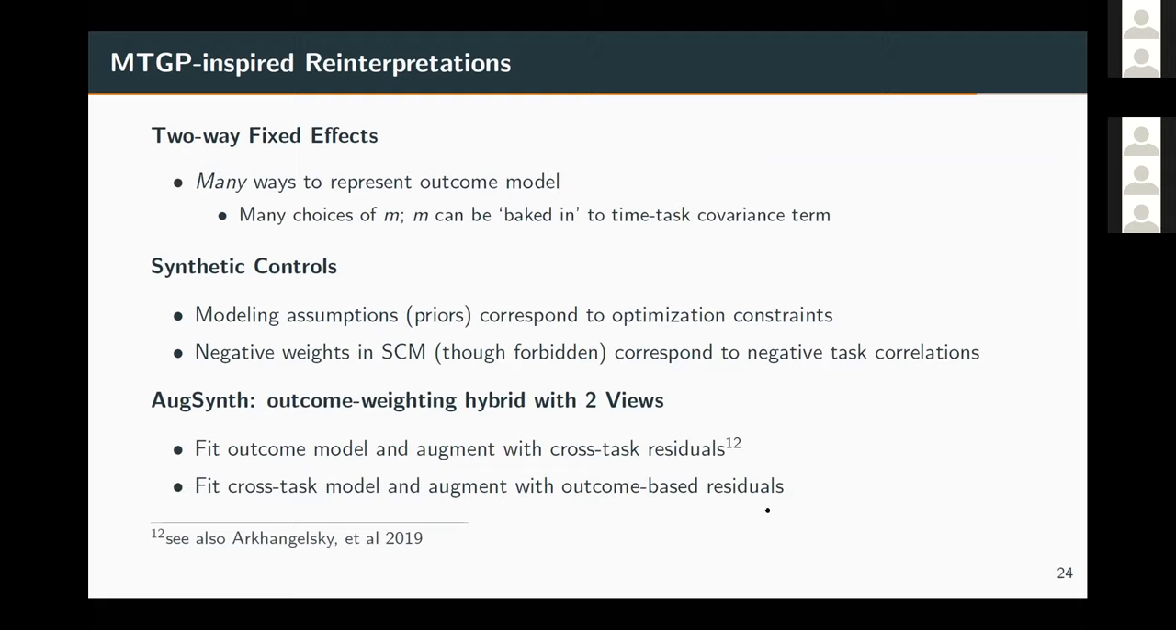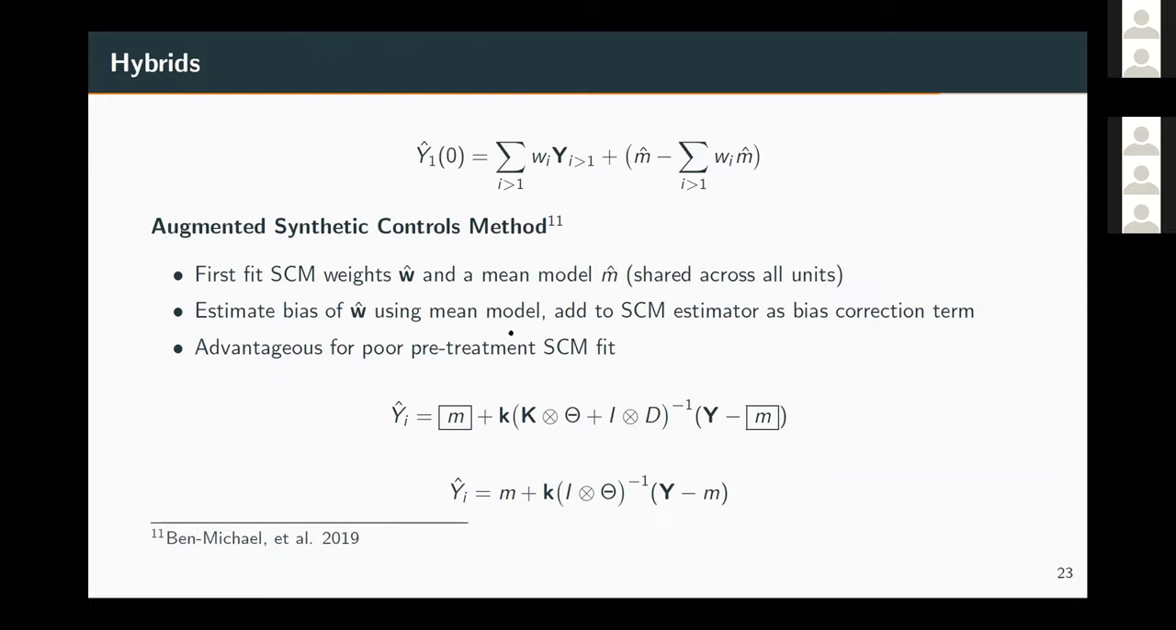So a couple of insights that we gained in the course of developing this method, or rather applying this method from the machine learning community to a very different setting, is that you can reinterpret a lot of these existing methods in slightly different ways and learn things about them by viewing them through the lens of multitask Gaussian processes. So for instance, in two-way fixed effects or difference in differences, the insight is that there are many ways to represent an outcome model. So in the above methods, when I wanted an outcome model, I said I'm going to allow myself to have an outcome model. When I wanted for simplicity to ignore the outcome model, I just set the outcome model to zero.